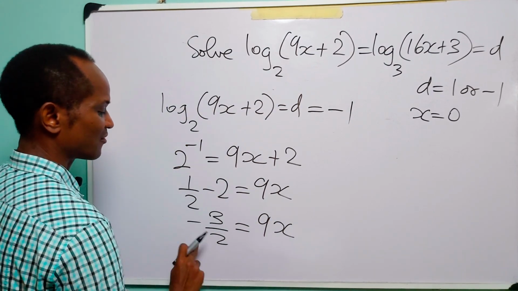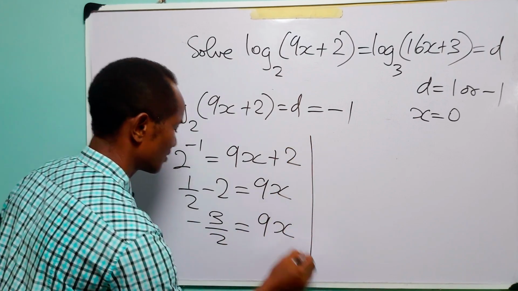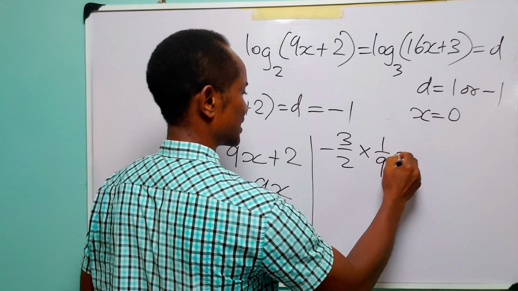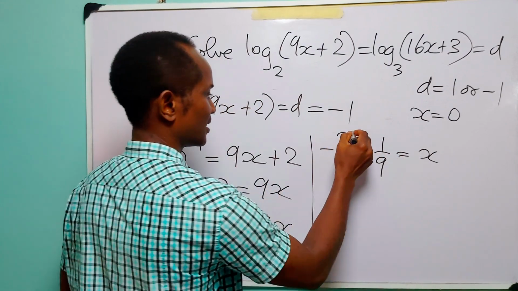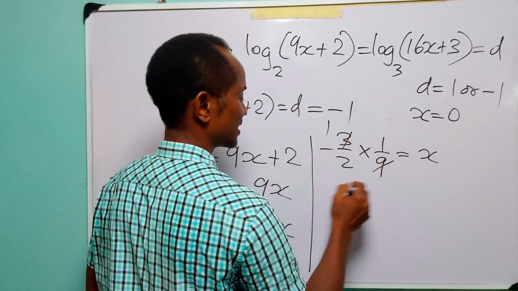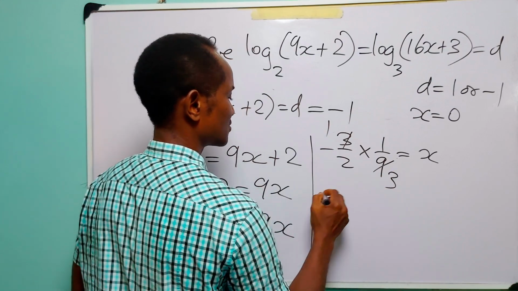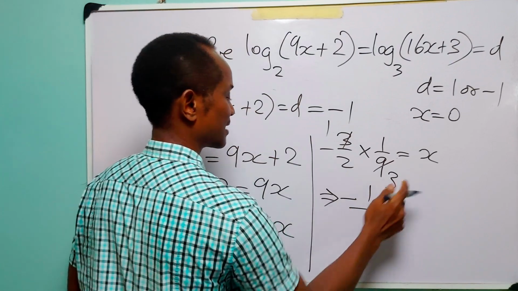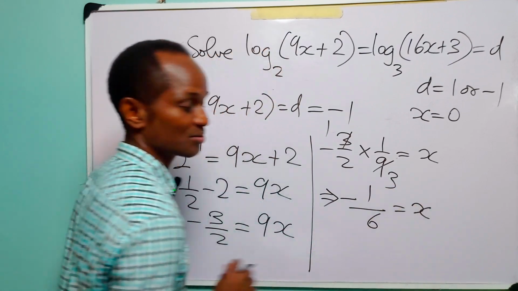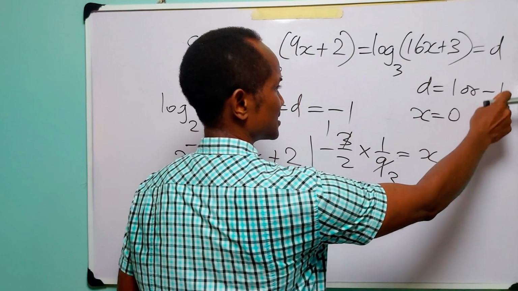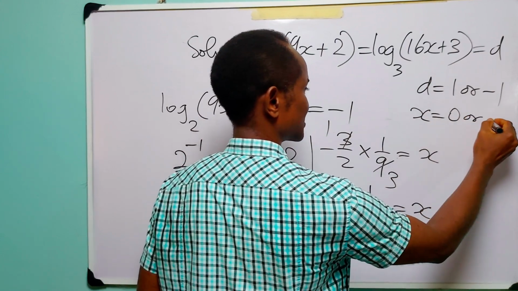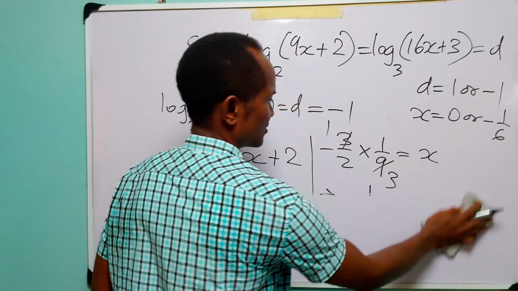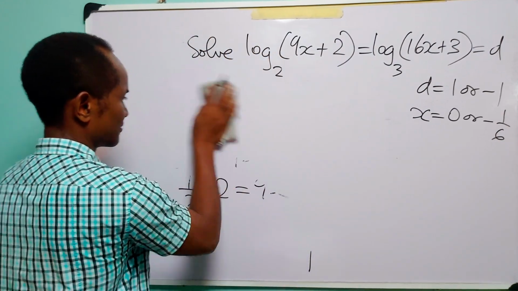Now dividing both sides of this equation by 9, we have that minus 3 over 2 times 1 over 9 is equal to x. 3 into itself goes once, 3 into 9 goes 3 times. So we have minus 1 over 2 times 3 is 6 is equal to x. So we have that when d is equal to minus 1, x is equal to minus 1 over 6. Now let us go back to the original equations and check.